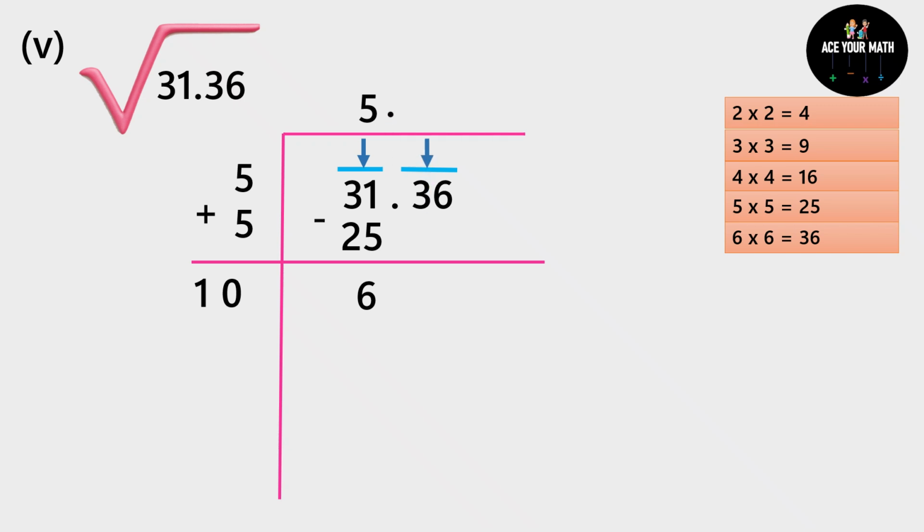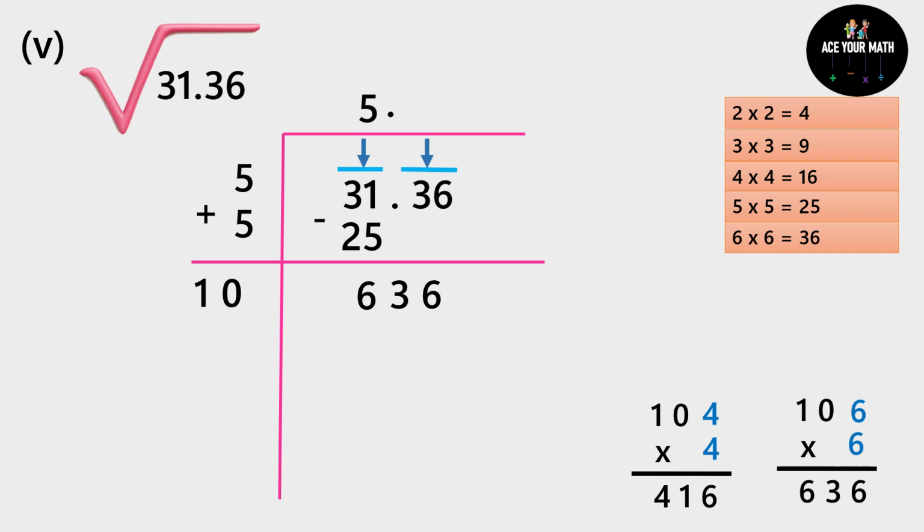Now you will consider second group. Now bring down second group. So the new number formed is 636. Now in your practice area, let's try different combinations with 10. So when you make 4 and 4, that will give you 416. So it means you can try a higher number. So the new number formed is 106. On multiplying by 6, it will give you 636. So the required digit is 6.